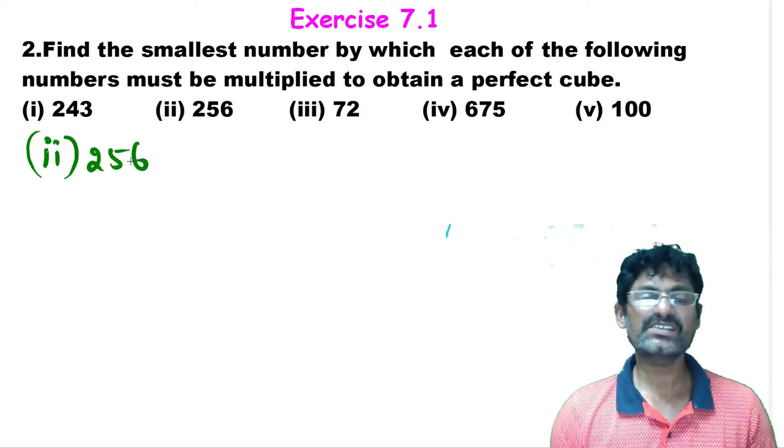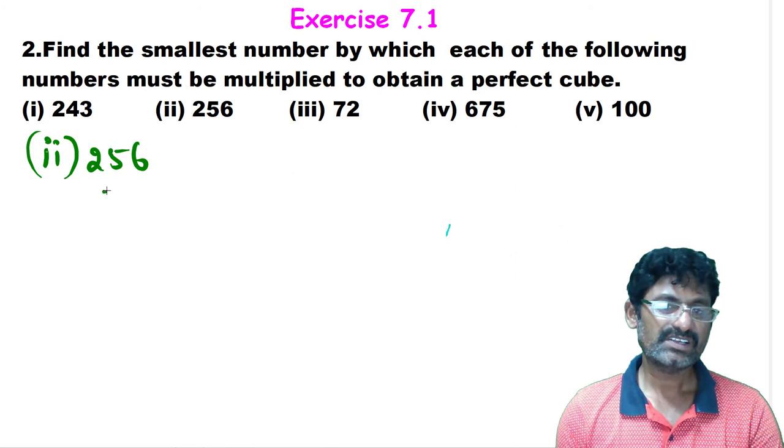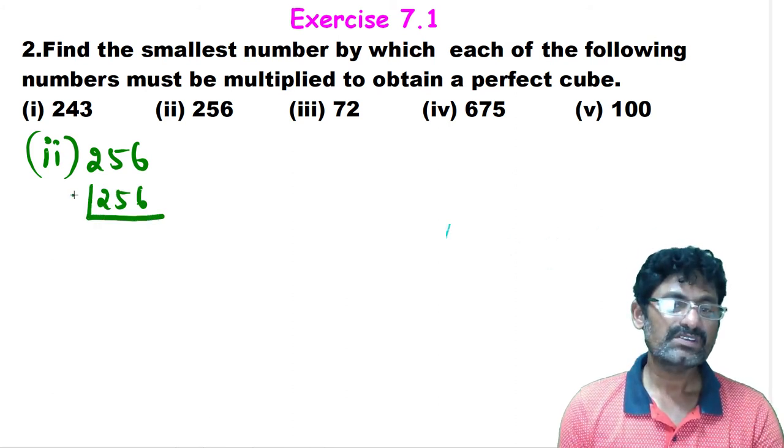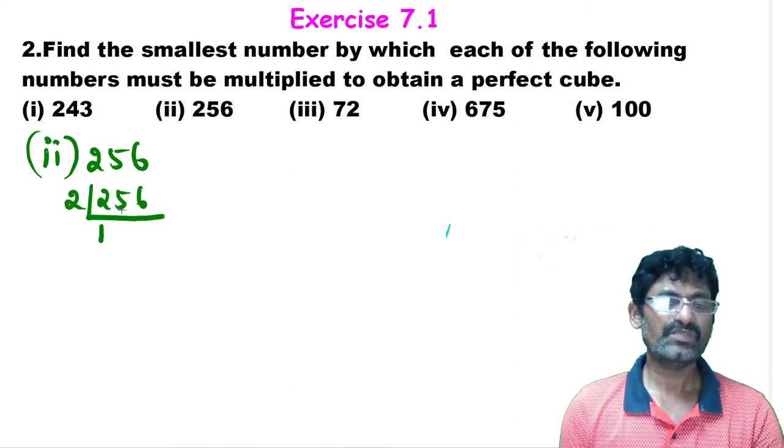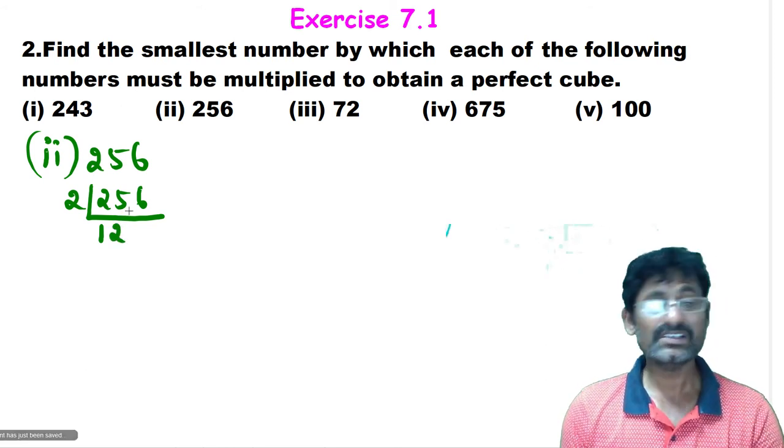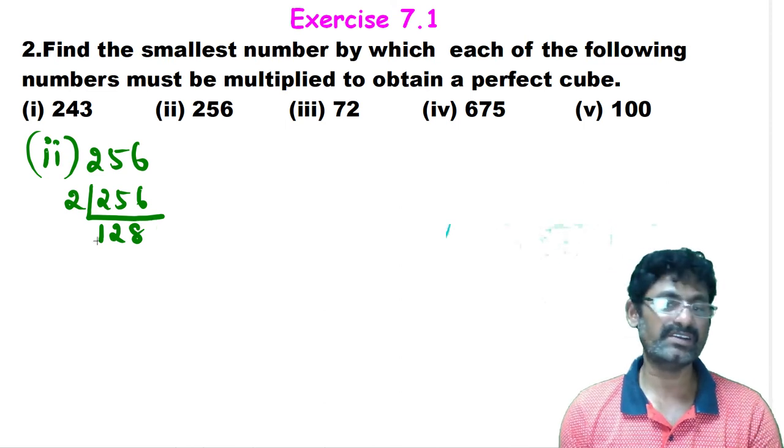256. Now let us resolve this into factors. Let us start with 2. 2 times 1 is 2, then 5 is there. So 2 times 2 is 4, then 1 will be there. 16 we have, so 2 times 8.